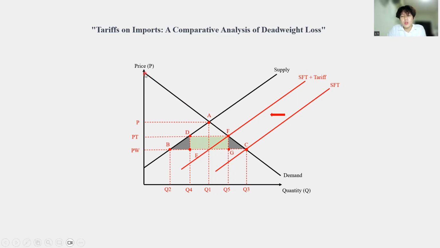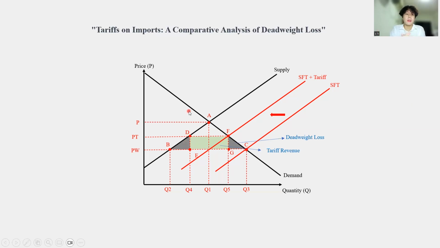The consumer surplus is normally this big triangle right here. After the government imposes the tariff, which is this part, the triangle becomes smaller, as you can see. The green part represents tariff revenue, and the gray part represents deadweight loss.